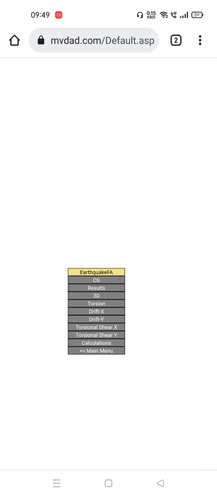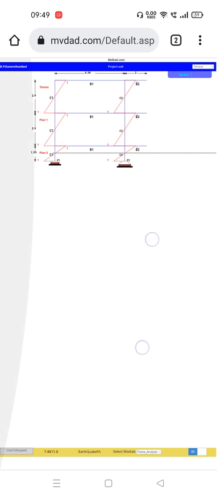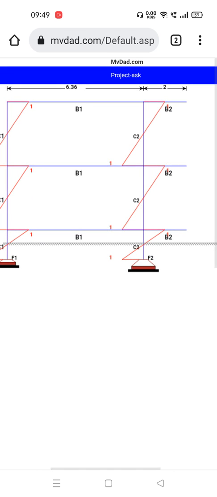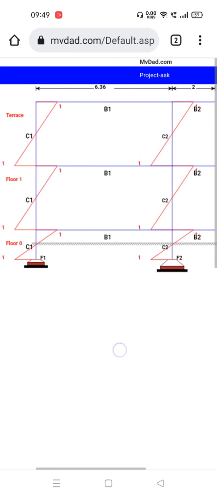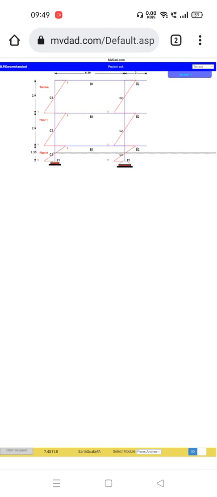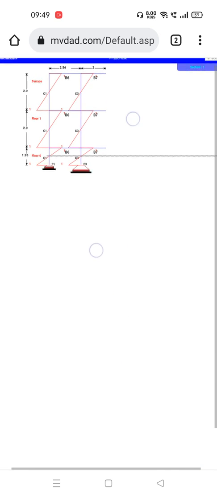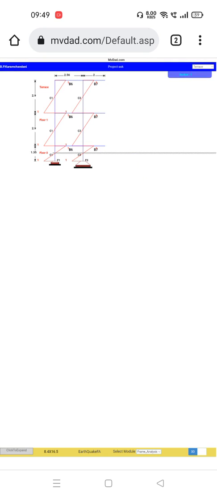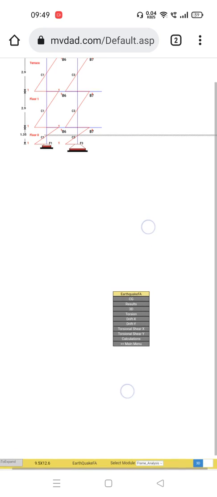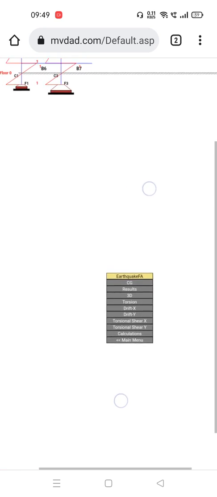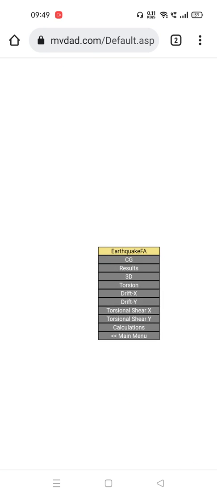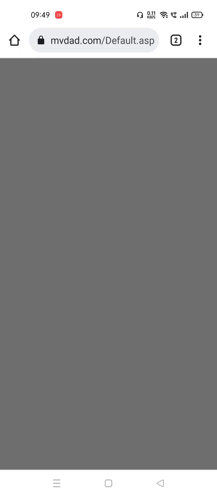Now torsional shear in X direction, you will get the torsional shear values. Torsional shear in the Y direction. How these results came, which we are showing on this plan and elevation, the full detailed calculations are here.